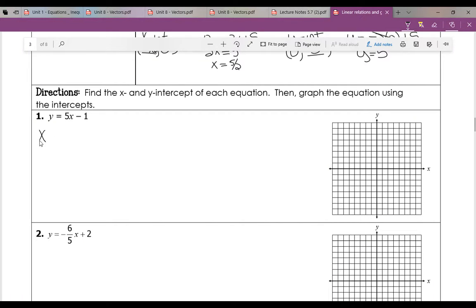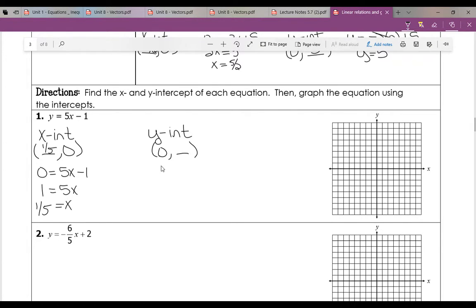So it asks us to find our x-intercept. That means you're going to plug 0 in for y and solve for x. So that's 0 equals 5x minus 1. I'm going to add 1 to both sides. So x equals 1 over 5. My y-intercept, I'm going to do 0 for x and figure out what y is. So y equals 5 times 0 minus 1, and y equals -1.